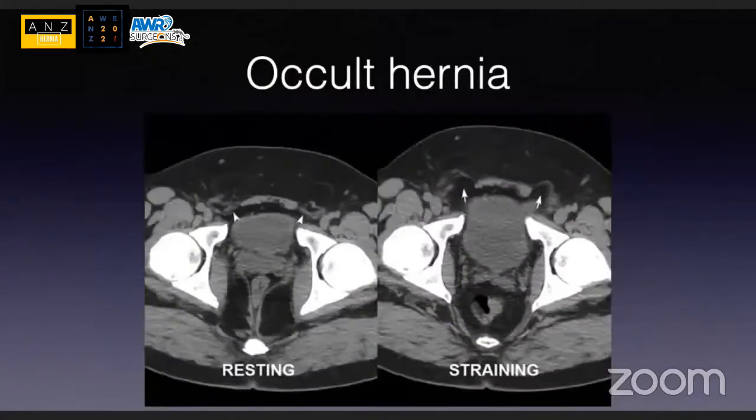Coming to occult hernias, these were largely about obvious hernias. Coming to occult hernias, you can do something called a resting and a straining scan, both with CT, MR and ultrasound. We do this often in a prone position, and I usually do MR. I couldn't locate my MR images with lockdown stuff going on. This is one borrowed from the internet, but very quickly you can see this bulge.